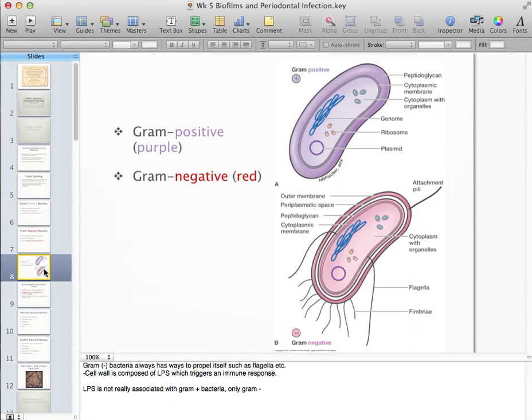So, gram-positive, purple bacteria, friendly, it's nice, doesn't move around. Gram-negative, it's red bacteria, it's mean, scary, it can move itself around because it has flagella. And it also has a cell wall made up of LPS, which triggers an immune response.